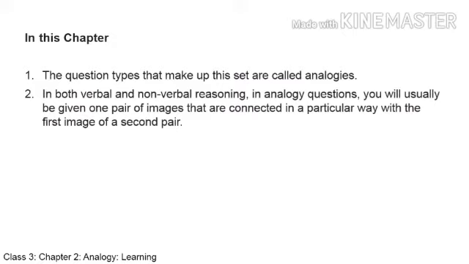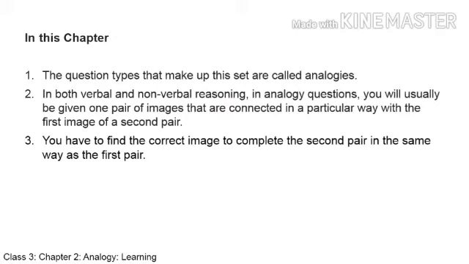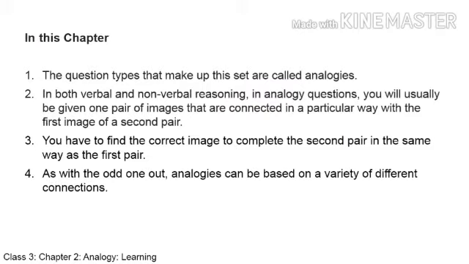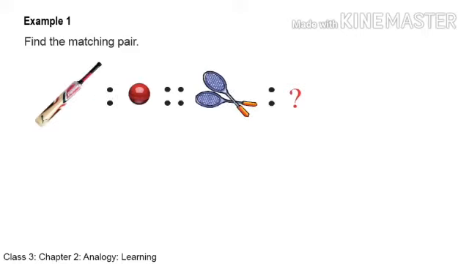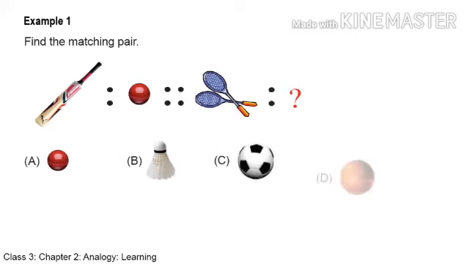In both verbal and non-verbal reasoning, in analogy questions, you will usually be given one pair of images that are connected in a particular way with the first image of the second pair. You have to find the correct image to complete the second pair in the same way as the first pair. As with the odd one out, analogies can be based on a variety of different connections. In this example, find the matching pair. We have options A, B, C, and D.